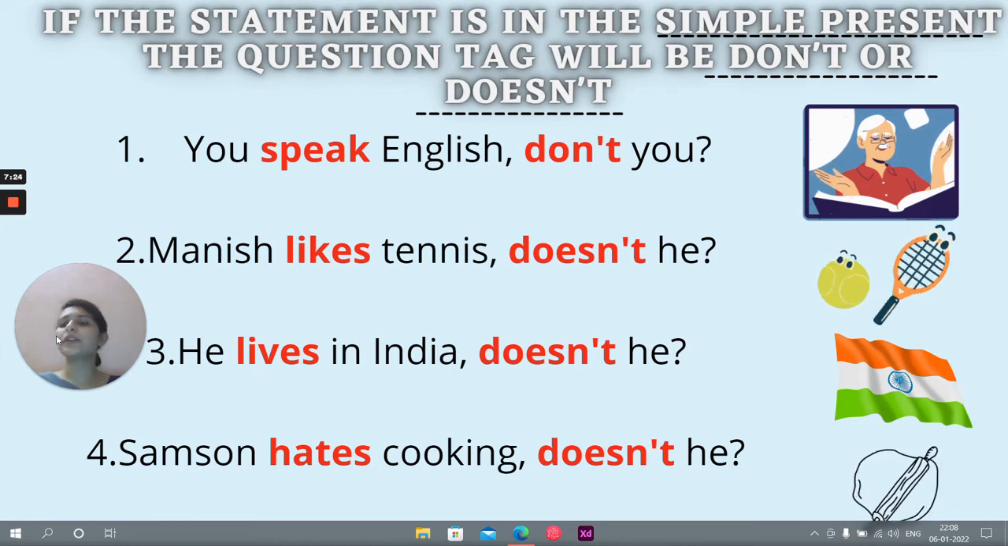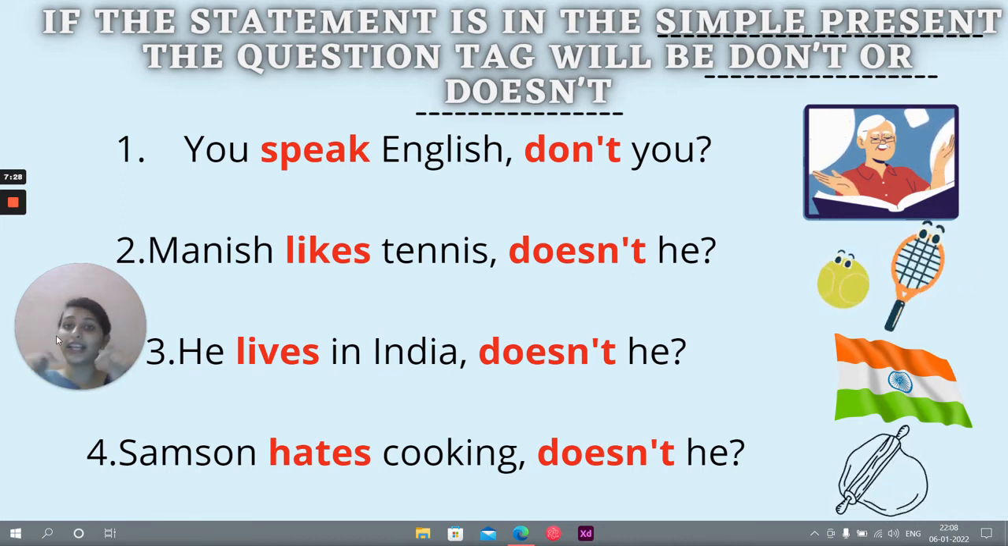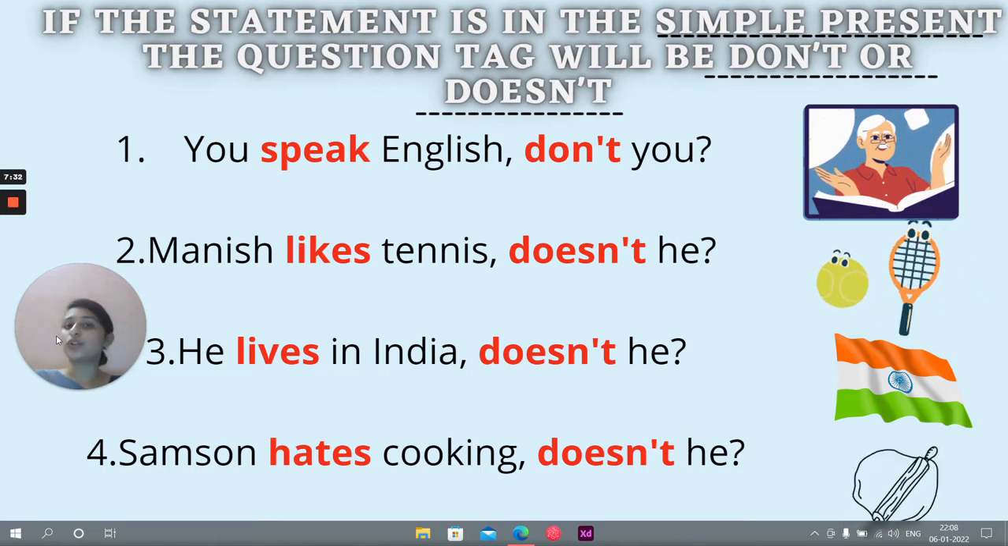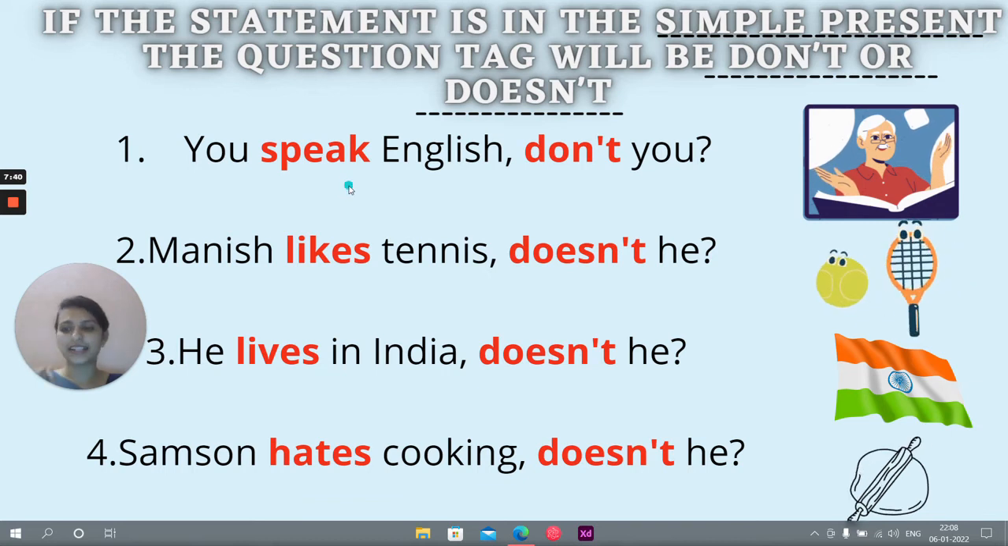Now, simple present tense means what? It means something that is happening now. I teach you, don't I? I'm using the word don't because I used the simple present tense. You speak English, which means you speak it now. So it is simple present tense. So you speak English, don't you?